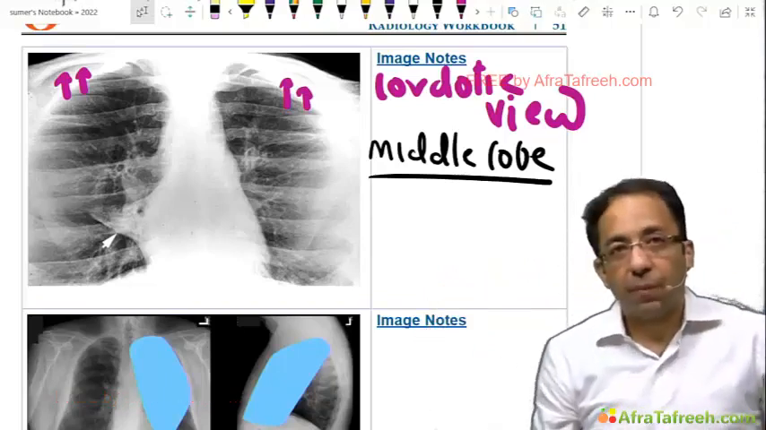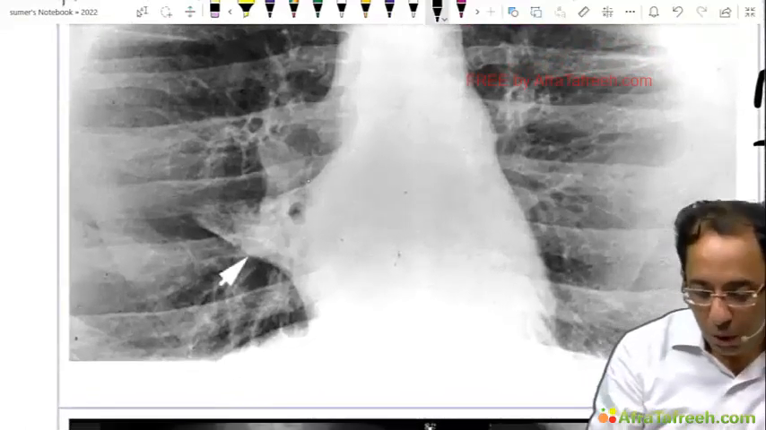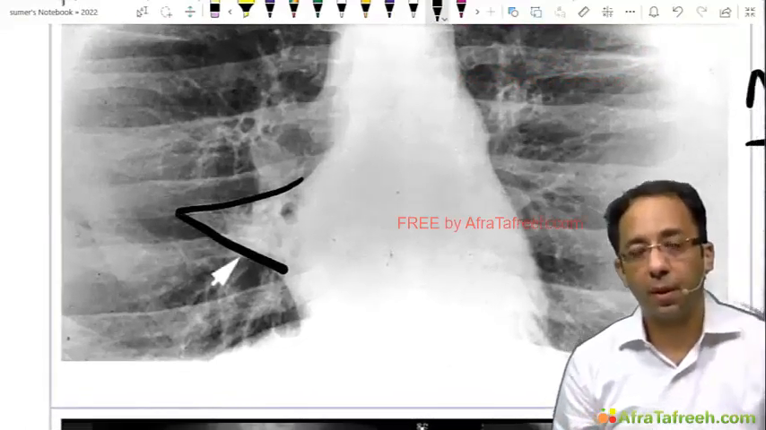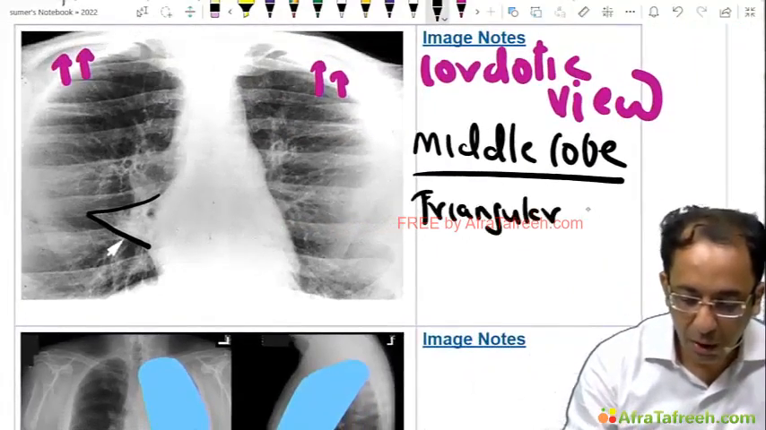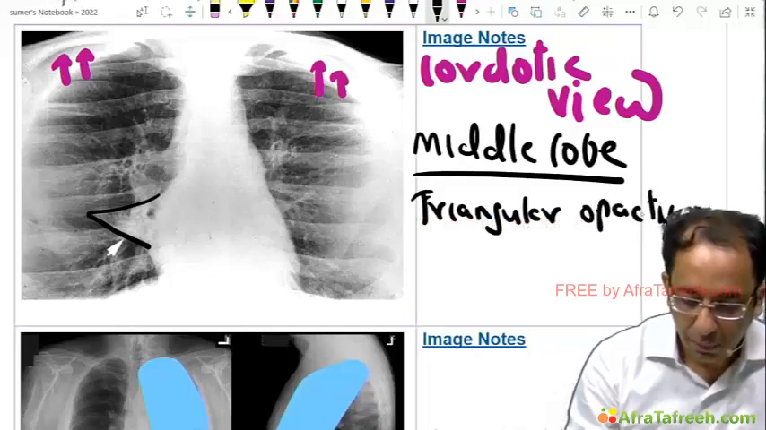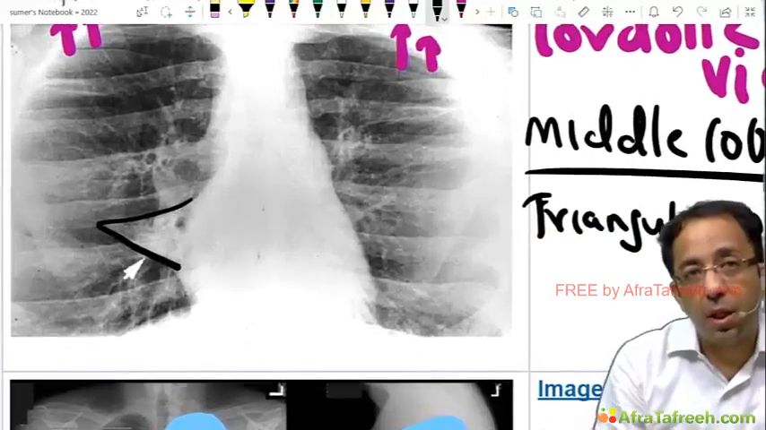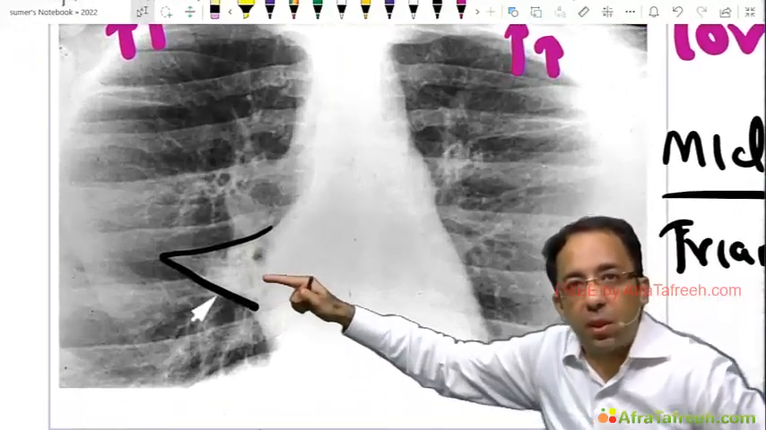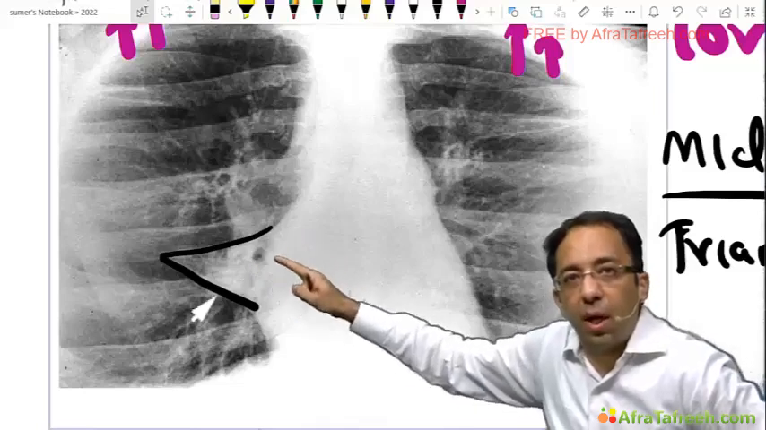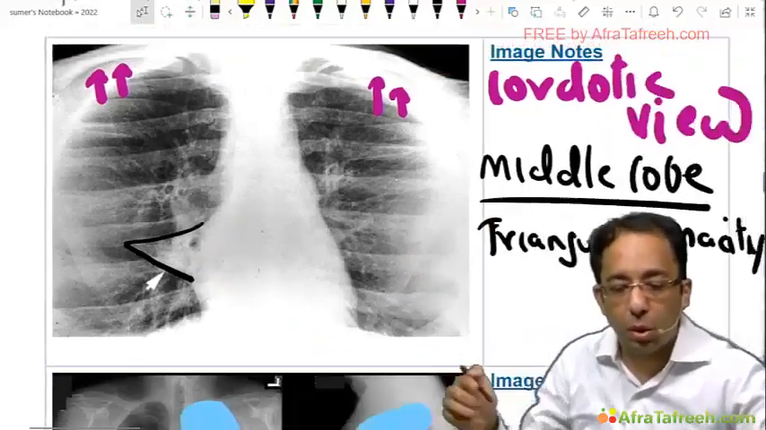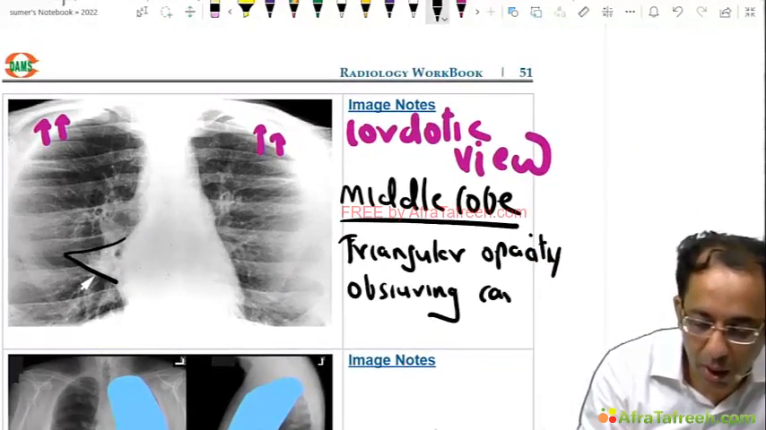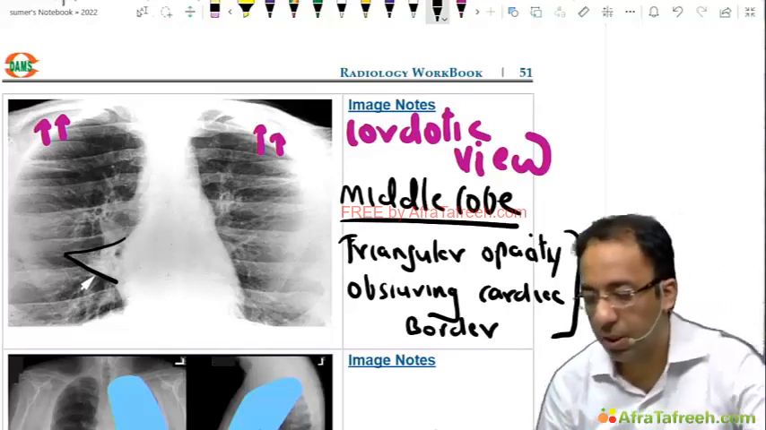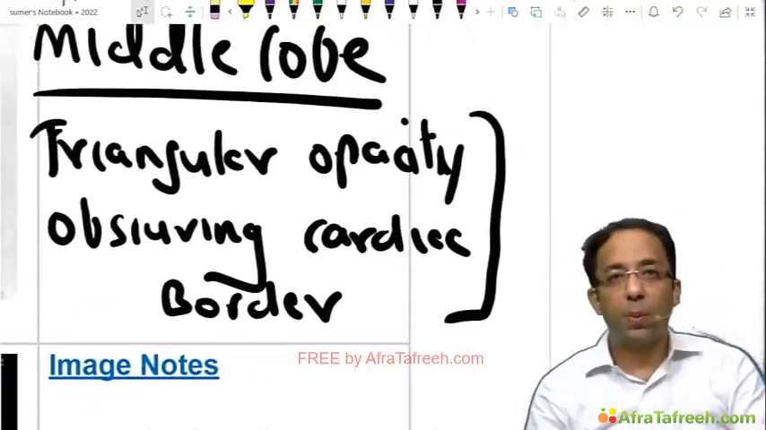Now the question is, where is the problem? Are you able to see this opacity on this X-ray? What is this? There is a triangular opacity on the right side. Now the base of this opacity is touching the heart and we are unable to appreciate the cardiac border here. So I am saying there is a triangular opacity obscuring the cardiac border. What could it be?